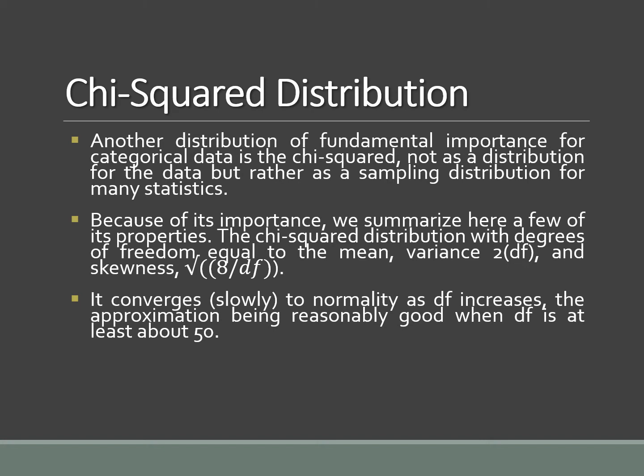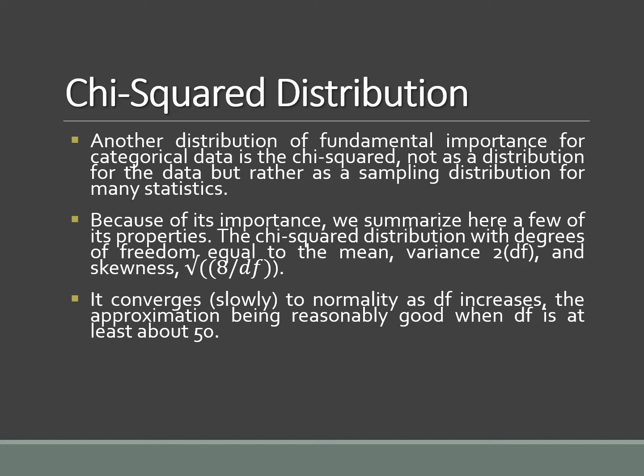Next, it converges slowly to normality as the DF increases. Remember, if you are increasing the DF, you are also increasing the variance, because variance is equal to 2 times the degrees of freedom. Having a large DF, we will have more variability, allowing a more normal-like distribution. So as you can see, it converges slowly to normality as the DF increases. The approximation is reasonably good when DF is at least about 50.